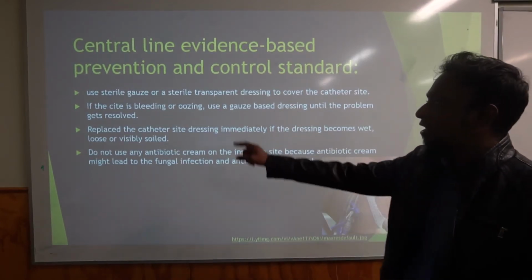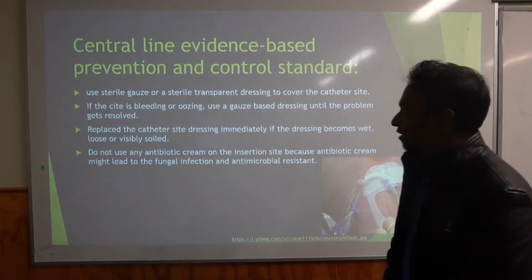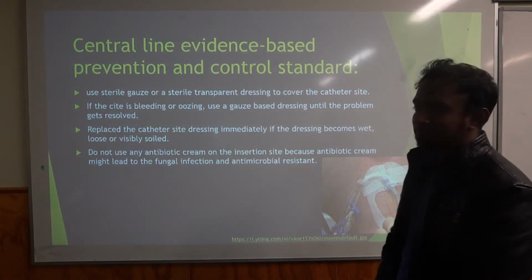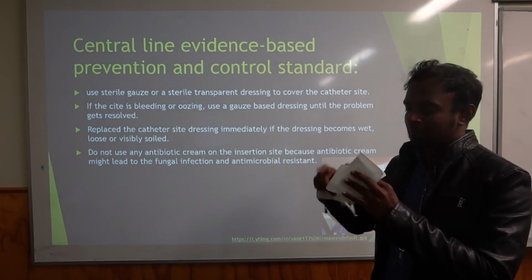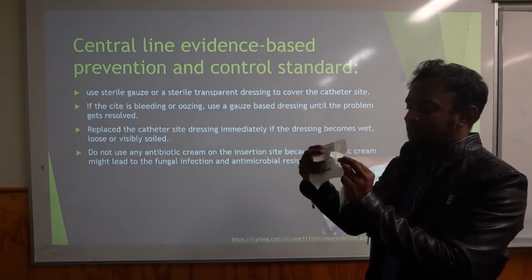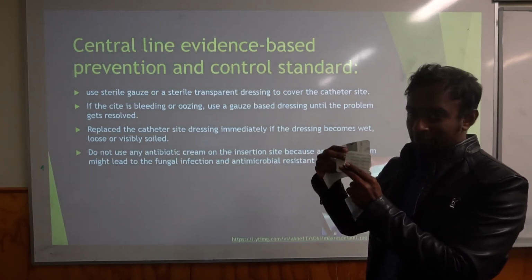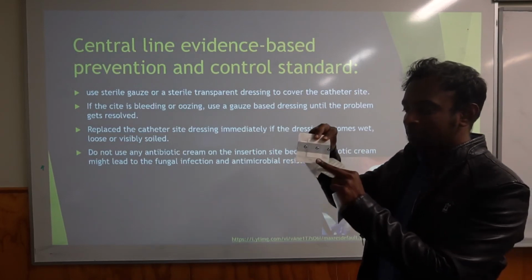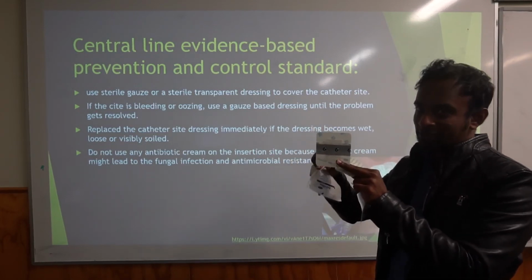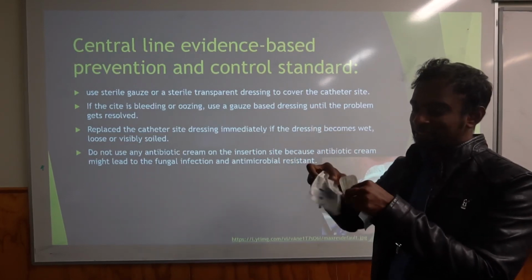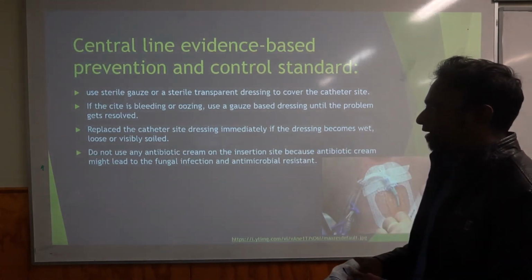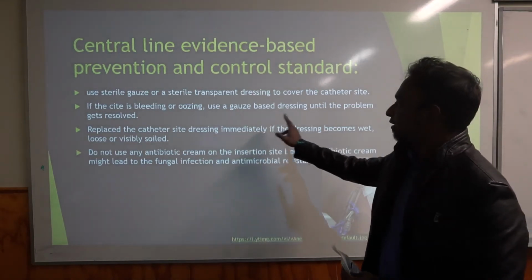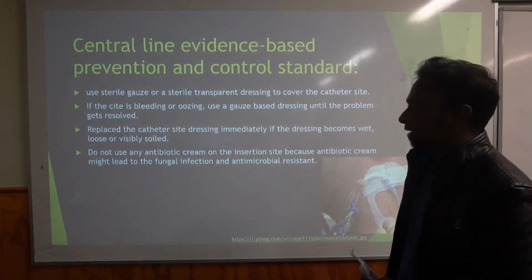The first one is to use sterile gauze or a sterile transparent dressing to cover the catheter site. This is the sterile gauze which they use to cover the dressing, and this is the transparent sterile dressing which they use for a 7-day dressing, and the gauze we have to use only 2 days. And if the site is bleeding or oozing, use a gauze-based dressing until the problem gets resolved.